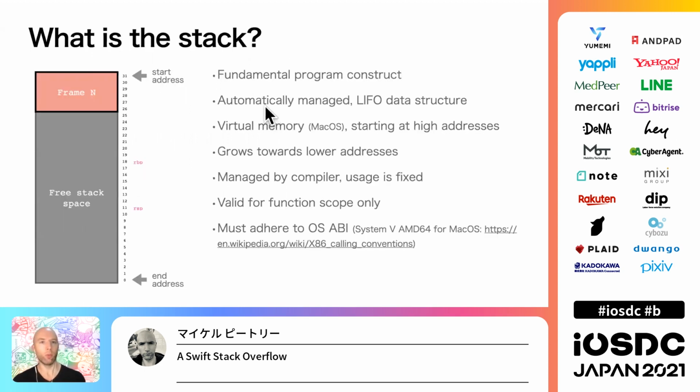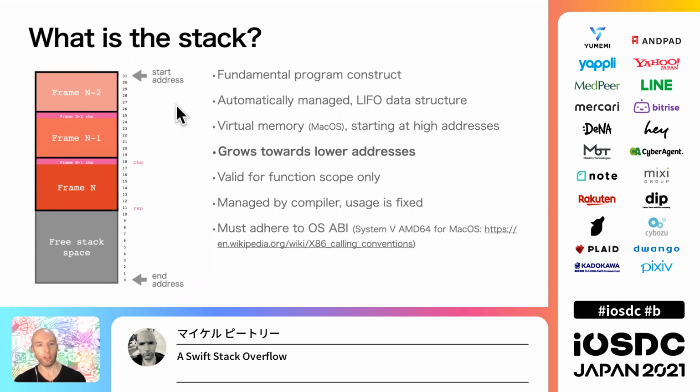So first of all, what is the stack? Well, the stack is a fundamental program construct. It is an automatically managed piece of memory, and it is a last in, first out data structure. Now, in the case of macOS, the stack is a piece of virtual memory, and it starts at high addresses and grows towards lower addresses, like so. Each frame on the stack is generally a reference to the scope of a function. So when we enter a new function, we effectively establish a new frame on the stack. It doesn't have to be this way, but that is the general rule.